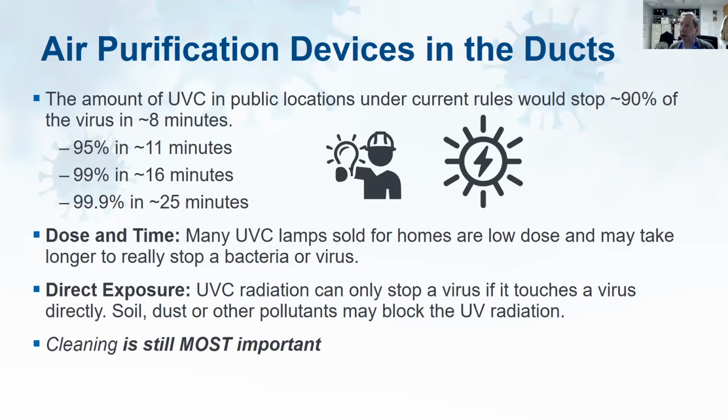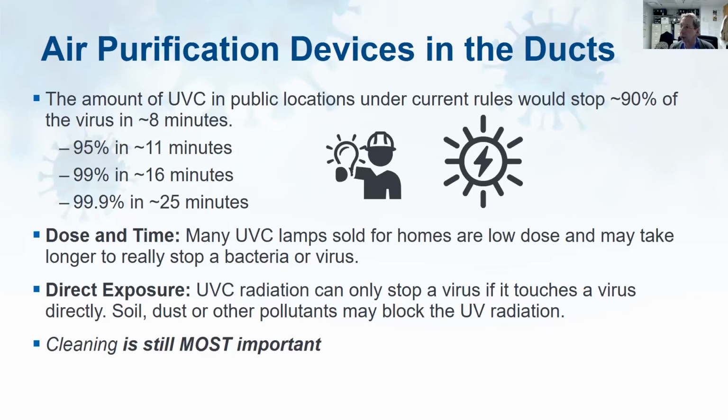So the amount of UV light in public locations under current rules that would stop the virus in approximately 8 minutes is listed there. Many UV lamps are sold for homes, a low dose, and may take much longer to stop a virus. Now, UV light, which is why we put sunblock on when we go out in the sun to prevent skin cancers and others, does damage the skin. It also damages the eye, so you can't directly shine UV light on people as a disinfectant, nor would you put it up directly on the ceiling, showering people and environmental surfaces.